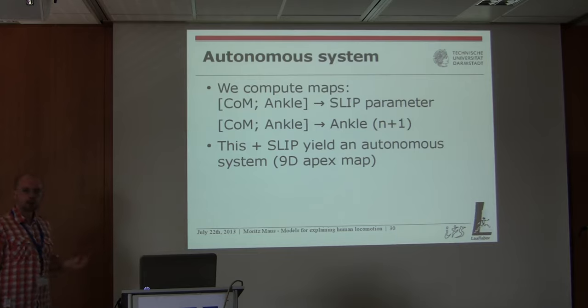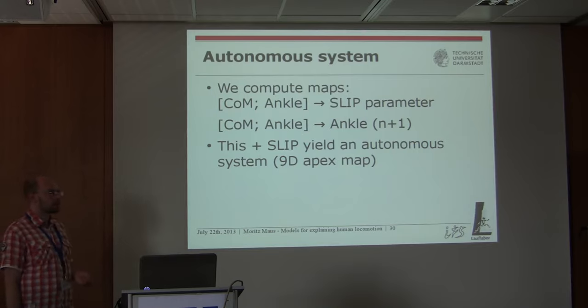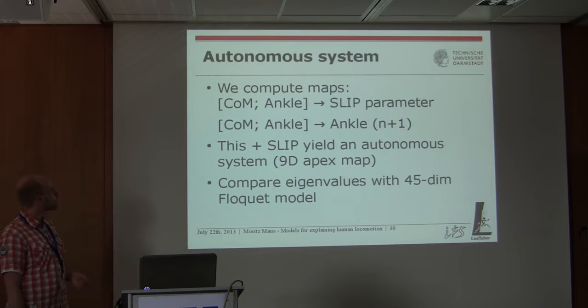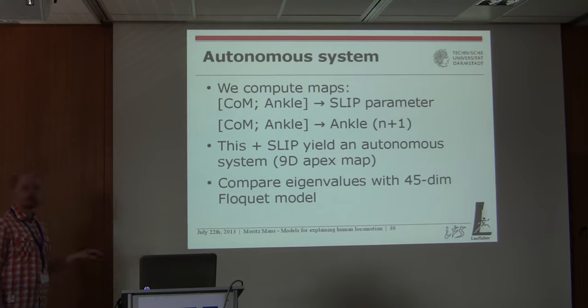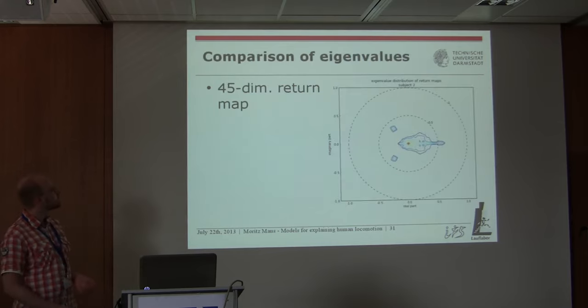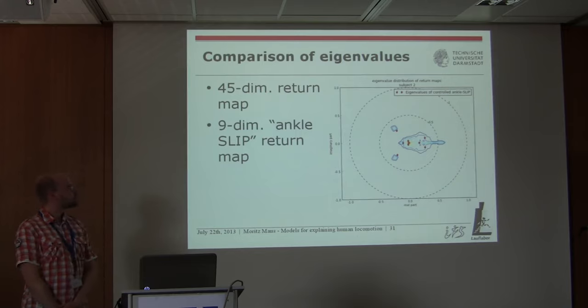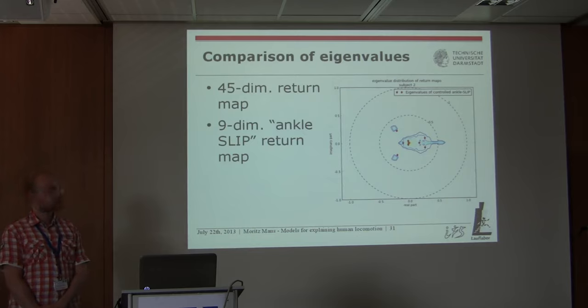And we can build an autonomous system now. This is important because if you don't have an autonomous system, there's no reason to speak about eigenvalues of the system. And our system is only nine-dimensional, and then we can compute the eigenvalues of our system. We can compare these eigenvalues with our 45-dimensional floating model. And you see, we actually get very nice agreement.